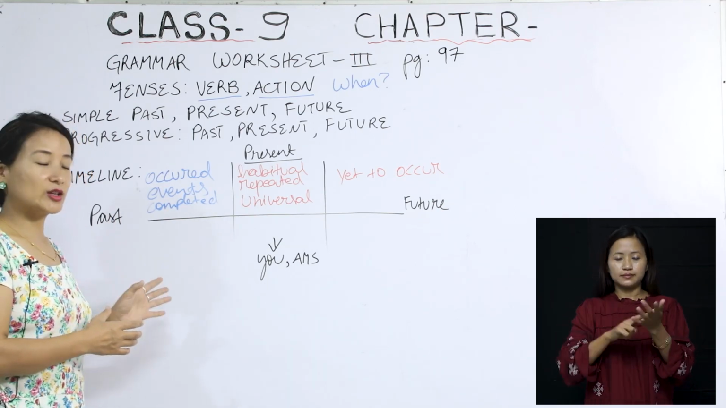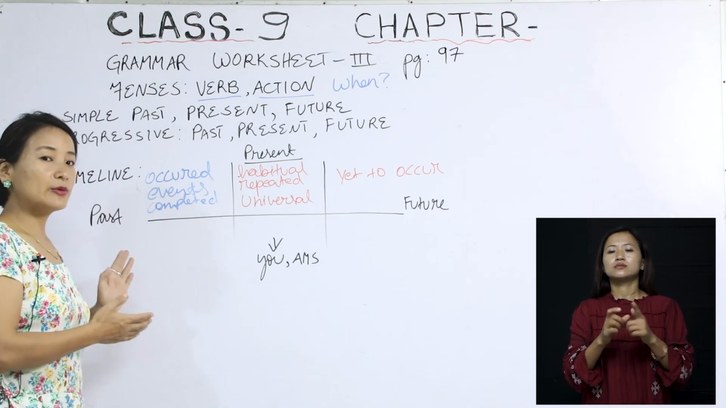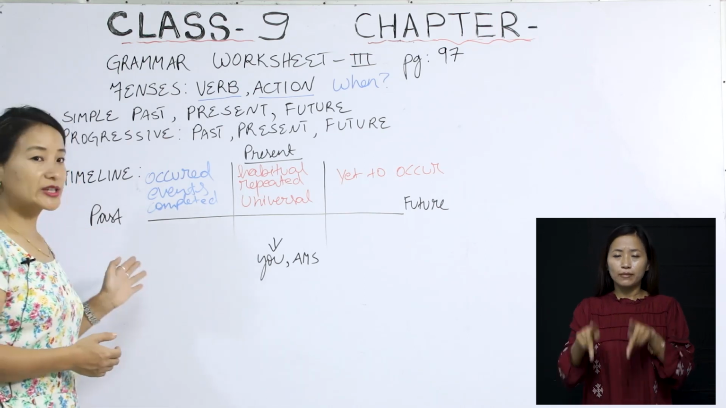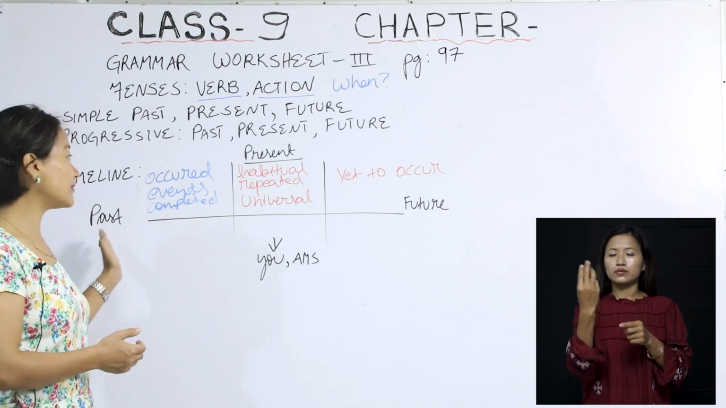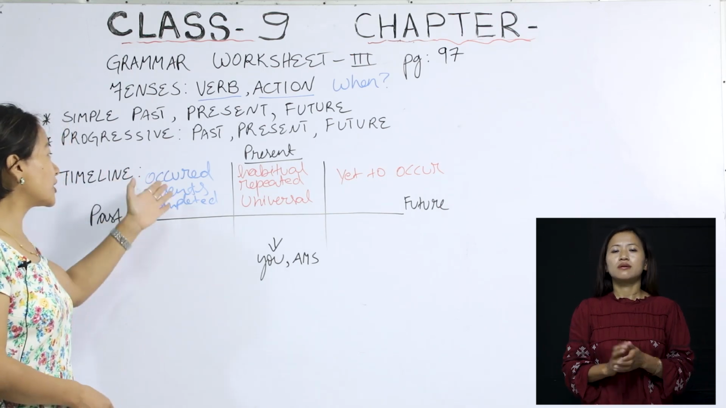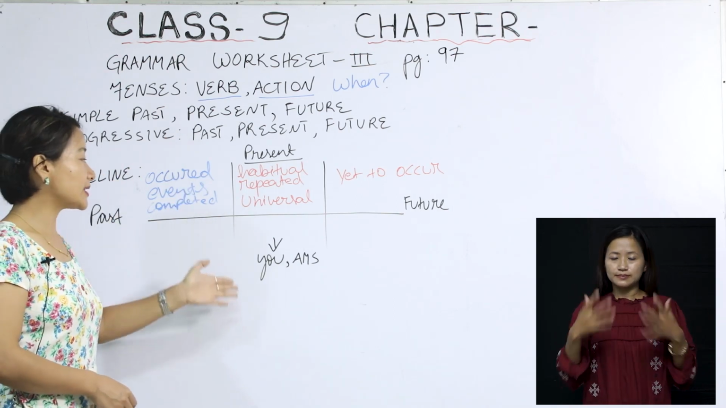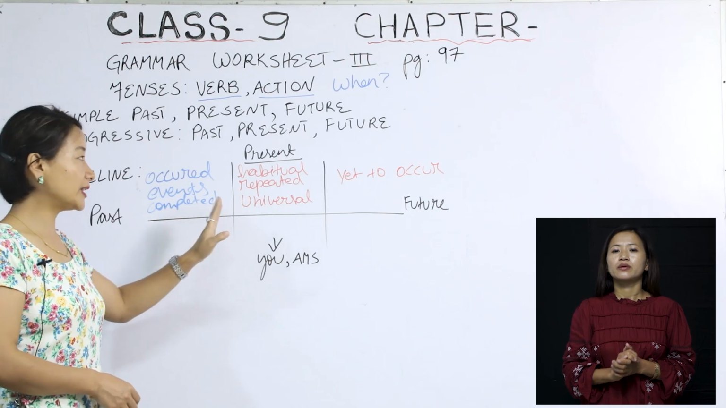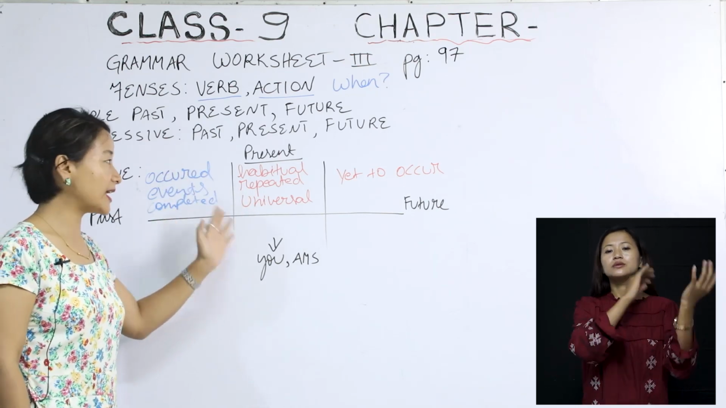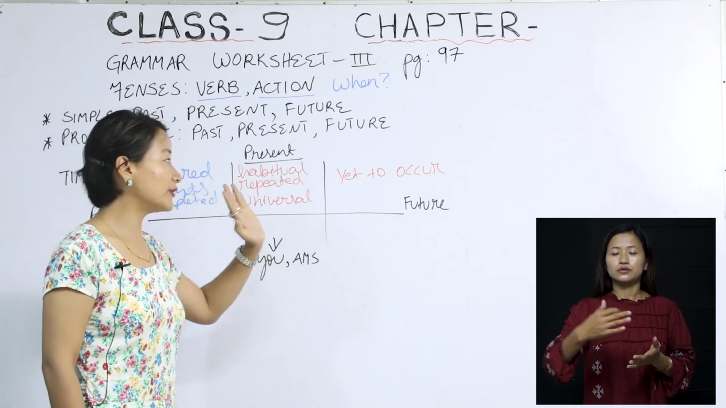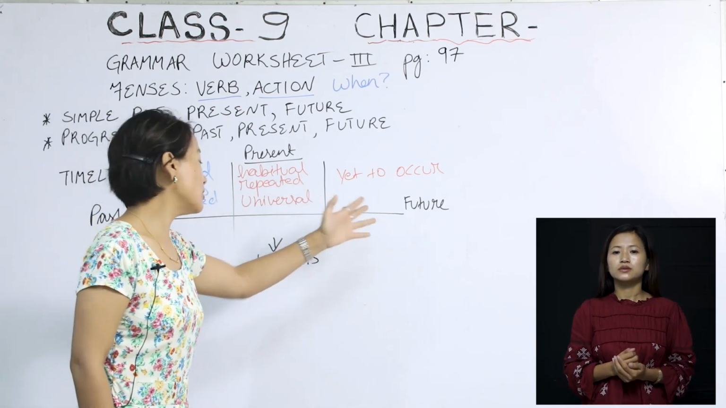So I suggest that you make sense of this timeline properly and draw it properly. I will repeat it one more time. Draw a straight line and break it up into 3 parts. On the left-hand side, you have past for occurred events, which are actions that are completed. In the present, right there in the middle, you have habitual, repeated, universal things. And in the future section, or the future timeline, you have those things which are yet to occur.